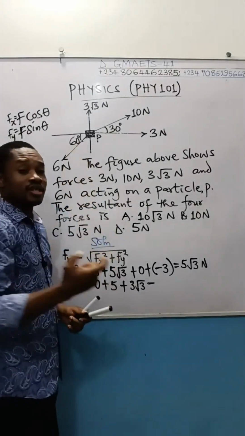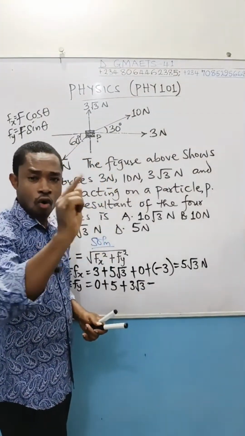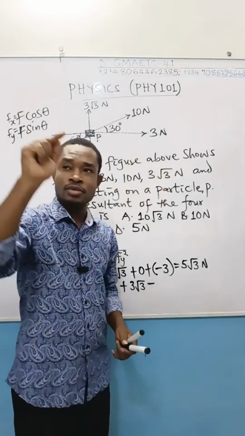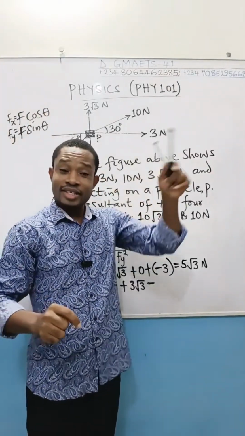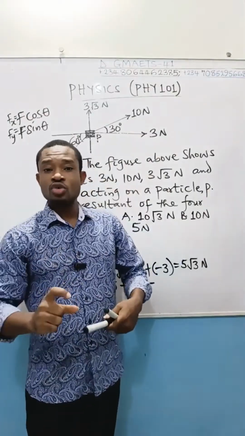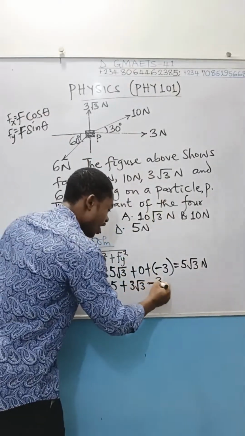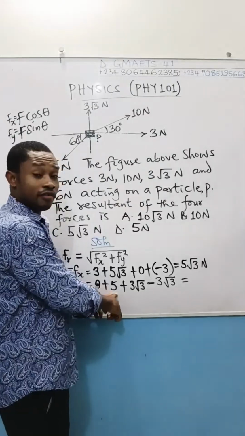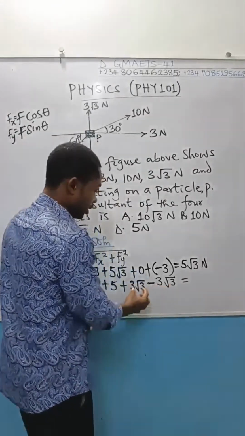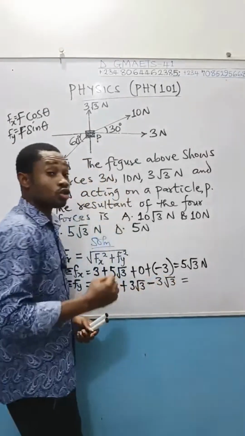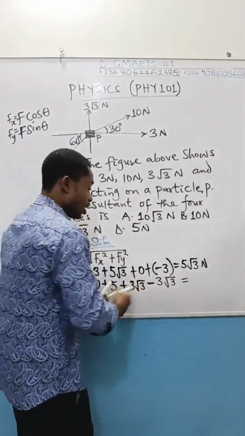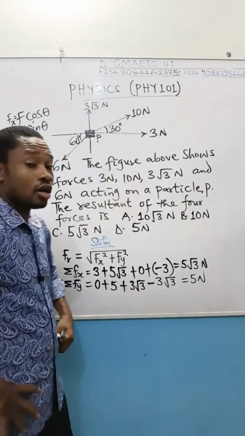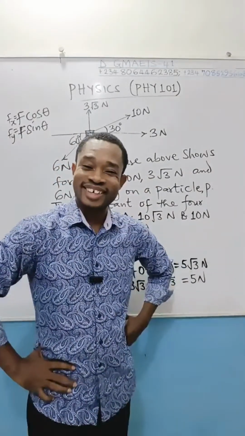6 times sine 60. Sine 60 is root 3 over 2. So if you're evaluating 6 times sine 60, it's going to be 6 times root 3 over 2. The 6 will be reduced by the over 2. You get 3 root 3. So I have this 3 root 3. Let us simplify, please. This is 0 plus 5, which is still going to give you 5, plus 3 root 3 minus 3 root 3. This 3 root 3 minus 3 root 3 is going to be 0, and so you are left with just 5 Newton. This is good. We are done. It's just for us to now get the resultant.